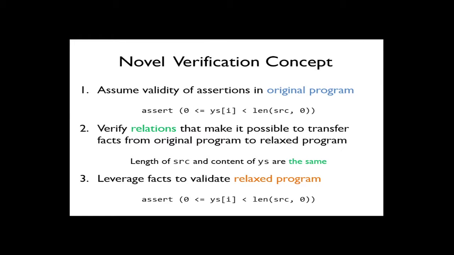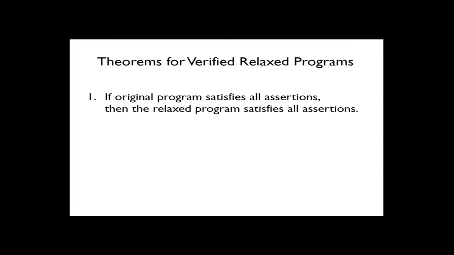So specifically, we get this predication: if the original program satisfies all its assertions, then the relaxed program satisfies all its assertions. Again, remember, we're going to verify just these relationships and assume that our original program satisfies these assertions. Now, what's important about this and what's actually nice about this when you think about it is that this first part can be established through any means.